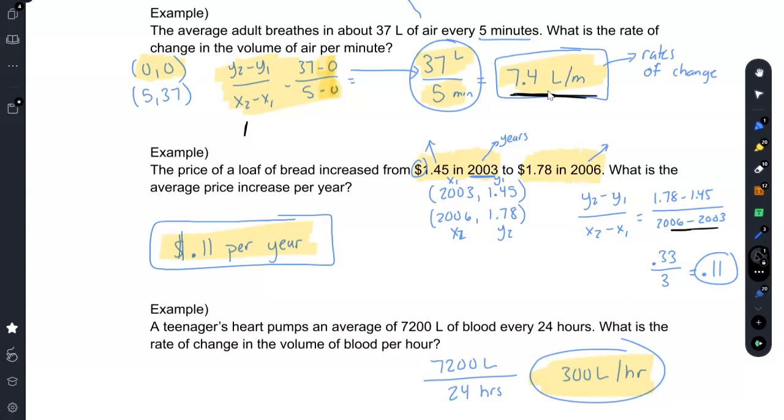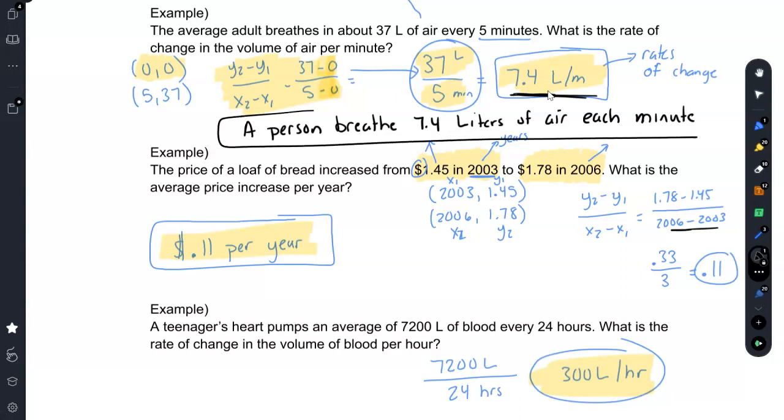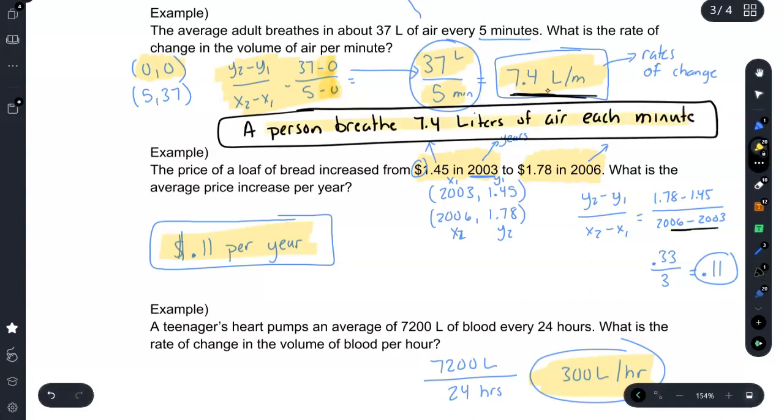So we could say this: a person breathes 7.4 liters of air each minute, right? So I want this part too, and I chose to just do the math first and come back and do these. You can obviously write the sentence that corresponds with it as you do the math, but that would be the first one.